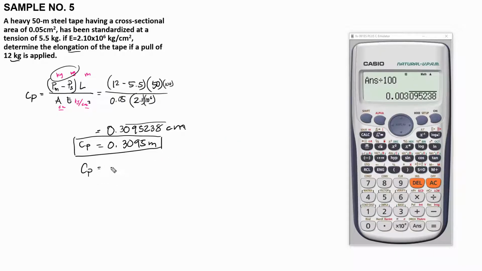So, CP is equal to 0.0031 meters. Para mas madali, kasi di ba puro meters naman yung gagamitin natin sa kanya. So, ito yung mas tama. Well, either way naman, basta tama yung unit, correct pa rin siya. So, ito is centimeter, this is the meter. Yun yung corrections niya for that particular tape sa ganung situation, 12 kilogram force. So, okay.